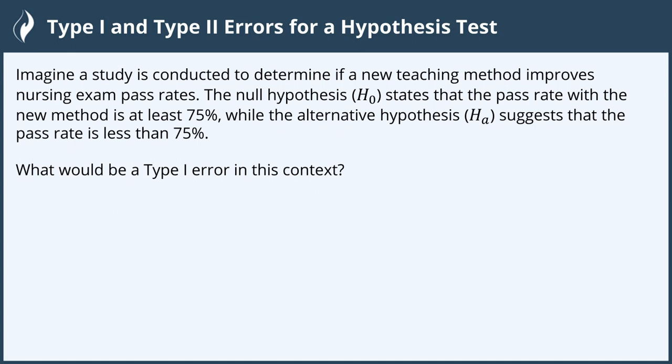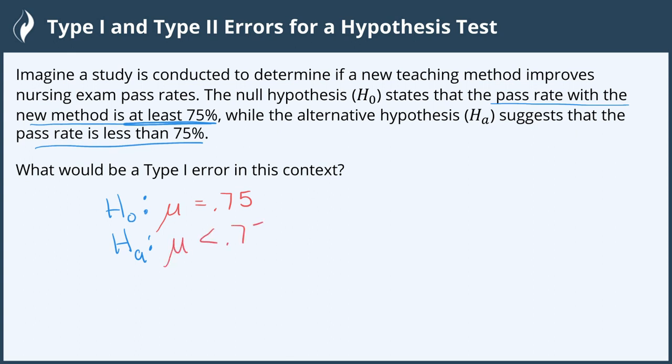Let's go ahead and identify the null and alternative hypotheses first. The null hypothesis was given to us that the pass rate, or the average rate for the new method, is at least 75%. At least means greater than or equal to, but for our purposes and to keep it simple, we're just going to say that it equals 75%, or 0.75. The alternative hypothesis is given to us that it suggests that the pass rate is less than 75%. So the alternative is that mu is less than 0.75.